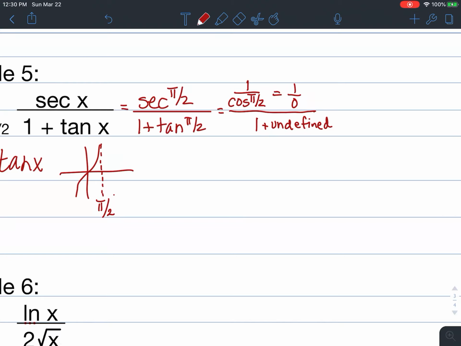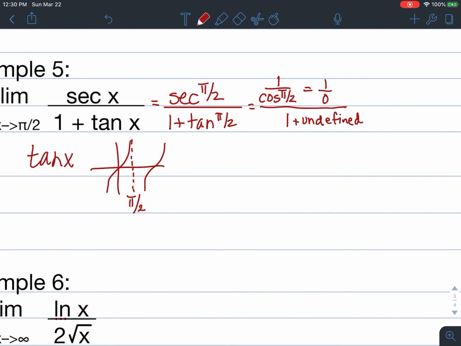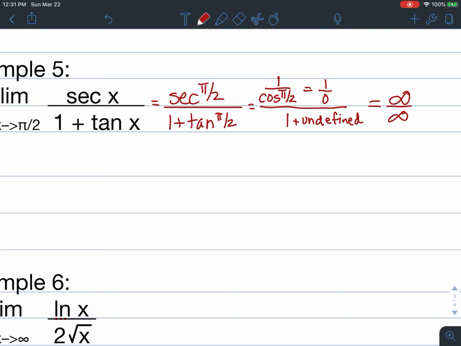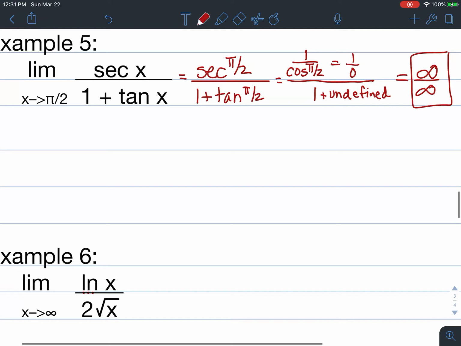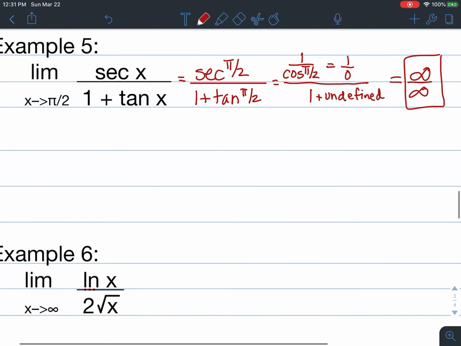However, how do we know that it's coming from the left or the right? We don't know, so we're going to have to investigate that further. But in any case, I definitely have infinity over infinity, or maybe it's negative or positive, but it's definitely infinities. And that's another indeterminate form right there. So that's the second of the two indeterminate forms that we're going to use L'Hospital's Rule for.